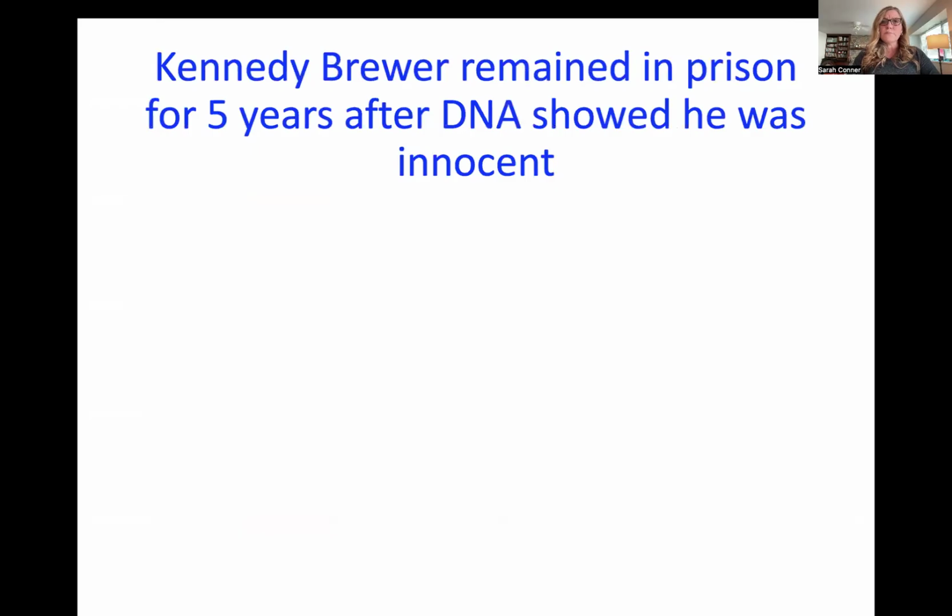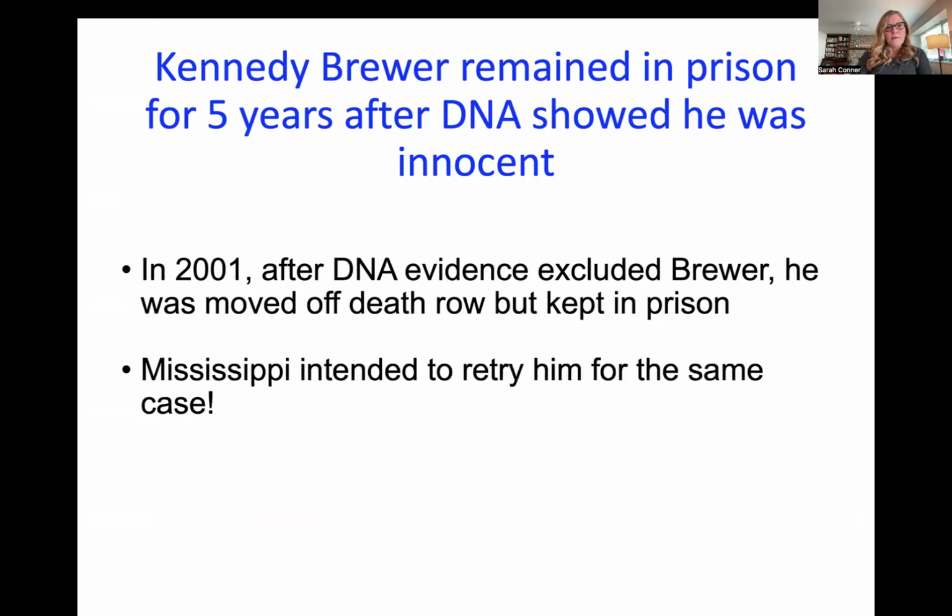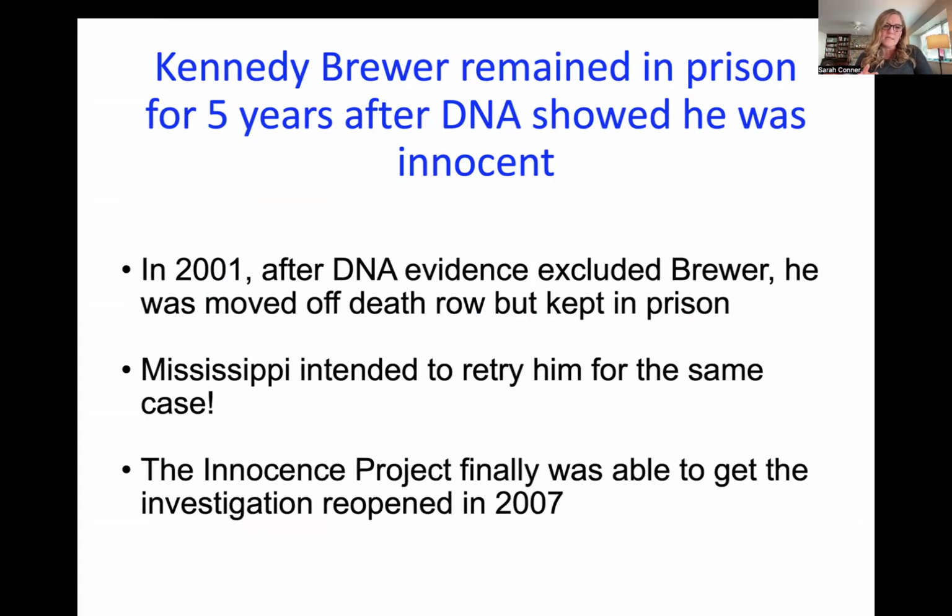And so for Kennedy Brewer, remaining in prison 5 years after DNA showed he was innocent was in a sense pretty sad. In 2001, the DNA evidence excluded Brewer. He was moved off death row but kept in prison. Then Mississippi wanted to try him again for the same case. And so they finally decided to contact the Innocence Project, and was able to get an investigation reopened in 2007. So this is again about 6 years after.